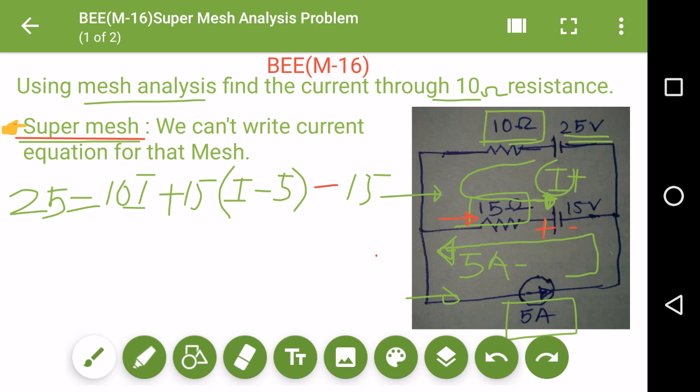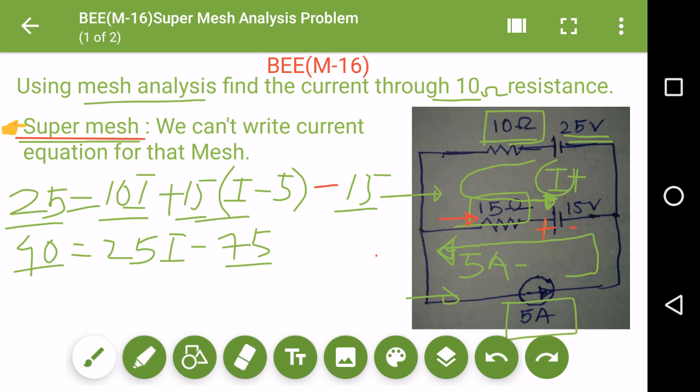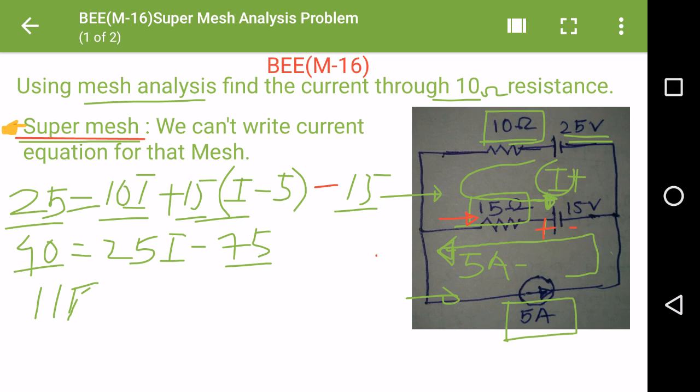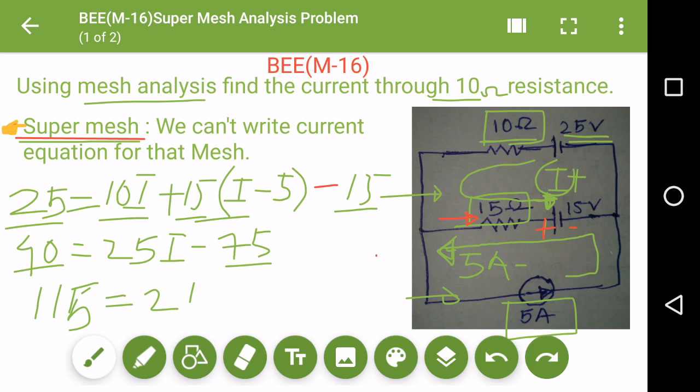Now I just need to solve this equation. My 25 and my 15 combine to form 40, so 40 equals 10I plus 15I, which combine to form 25I, and 15 into 5 gives me minus 75. So I combine 40 and 75, that is 40 plus 75 gives me 115. So 115 equals 25I.